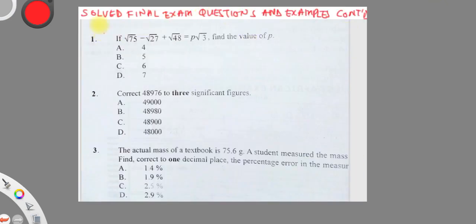Hello students, you are welcome back. This is what we call get understanding, don't memorize. So this is the continuation of solve final exam questions and examples on sets and surds. Solve final exam questions and examples. This is the continuation. Okay, so this is an objective question. Commerce, WASSCE, commerce final exam question. So we consider this one.